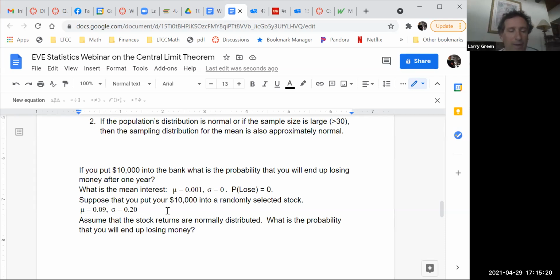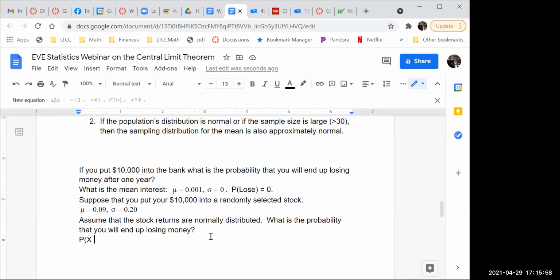Well, how do we get this probability? The hint is, this is something you should already know how to do. You don't have to know anything from what we did in the central limit theorem stuff. How do we find that probability? What does it mean to lose money? It has to do with X. If you lost money, then what do you know about your returns? Less than 0.